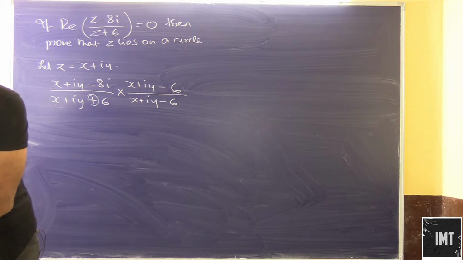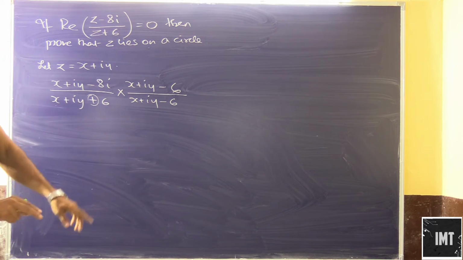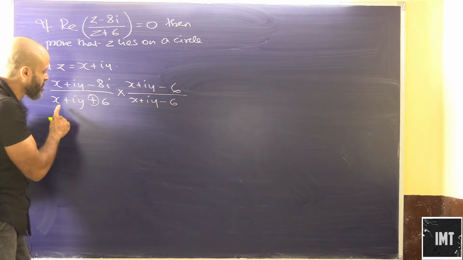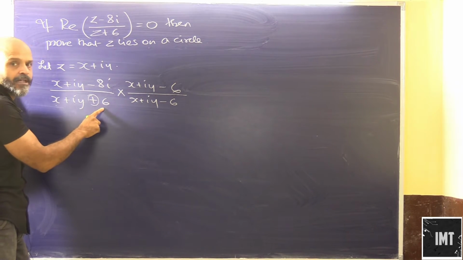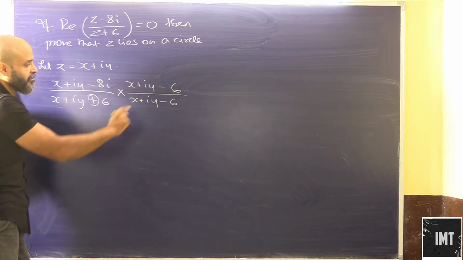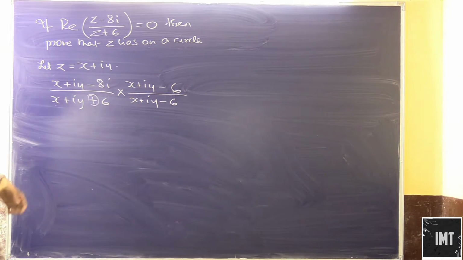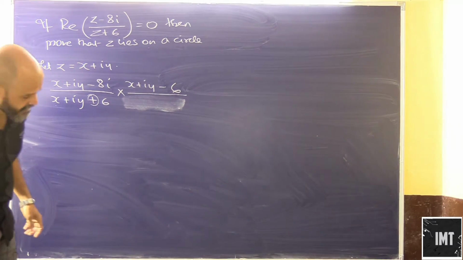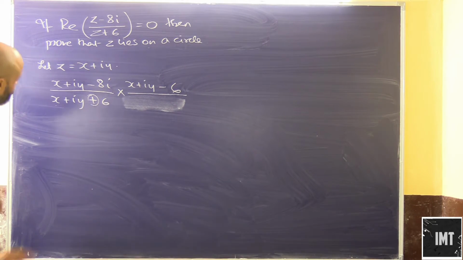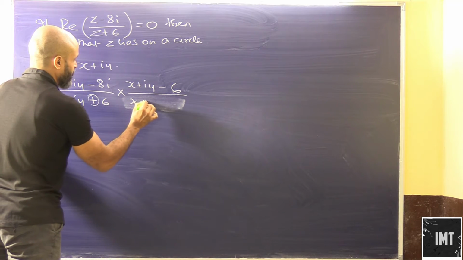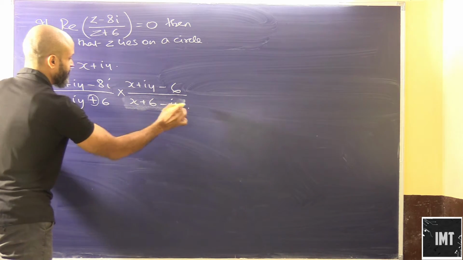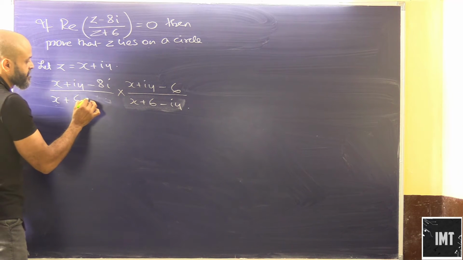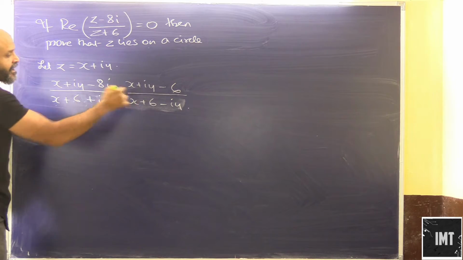Let me just check whether I have taken the right problem here. Okay, so this will be minus 6 and this will be minus 6. Basically our intention is to get rid of the denominator part, and the only way in which we can do it is by ensuring, let me just correct it here. So in this case we need x plus 6 minus iy. So this will be x plus 6. If I write this as x plus 6 plus iy, now it's the conjugate part.